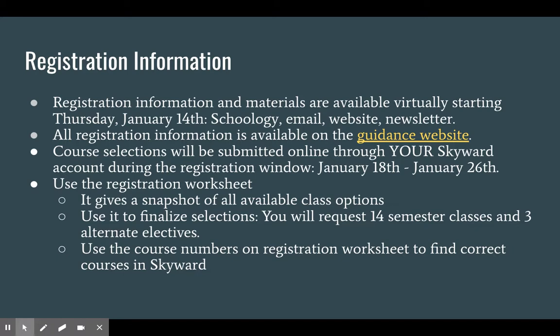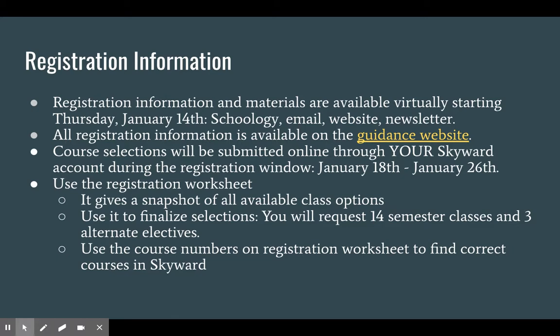The registration window to select your courses opens up then on Monday the 18th, and it'll be open until the 26th. This is when you can actually go into your student Skyward account and select your courses for your senior year. We will provide you with a registration worksheet, and I know that you won't be turning that in like you had in the past, but your registration worksheet is a great place for you to map out the courses that you might want to take and see what's all available in one spot. So we recommend that you use that.